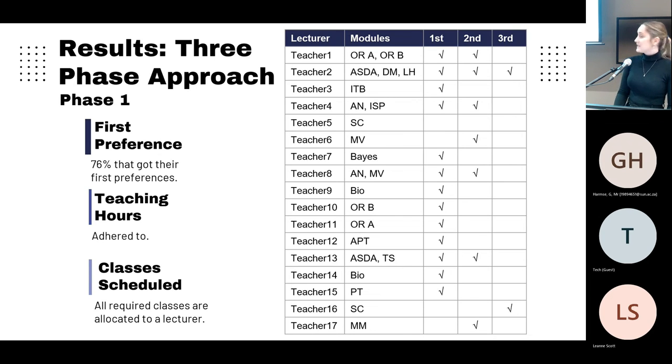So about 76% of the lecturers got their first preference. If we exclude teacher five, it would be 81. Any lecturer that was allocated more than one module got their first and second choice. And then only three teachers were given their second or at worst their third preference.